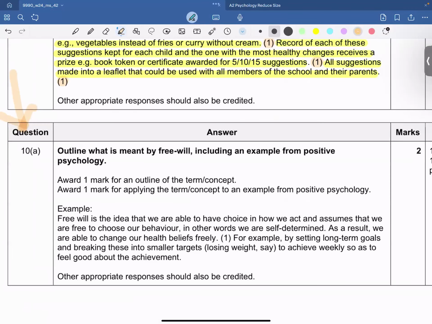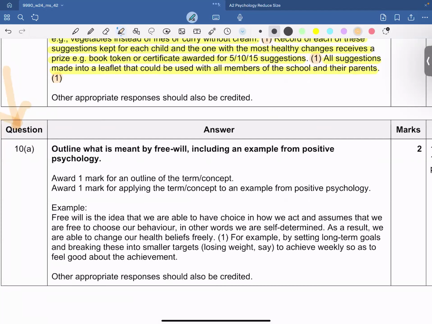Now, if you're familiar with your syllabus, you'd know that you have studied positive psychology from the last unit, that is health promotion. The third, that is the last section from the last unit of health psychology, health promotion. Outline what is meant by free will. So you need to outline what the word free will means. However, you need to give an example from positive psychology.